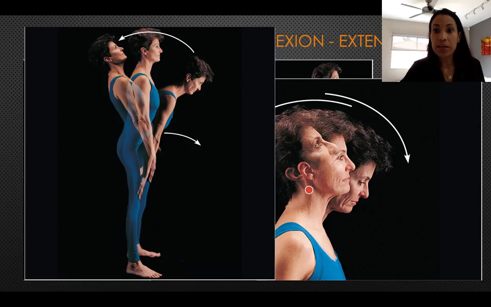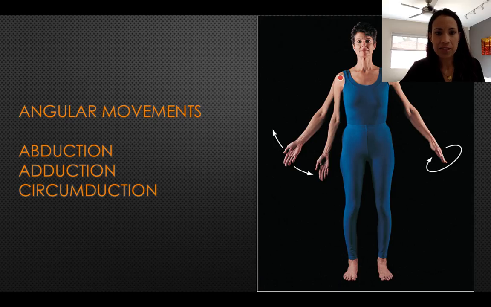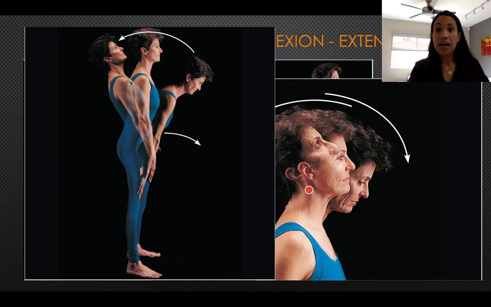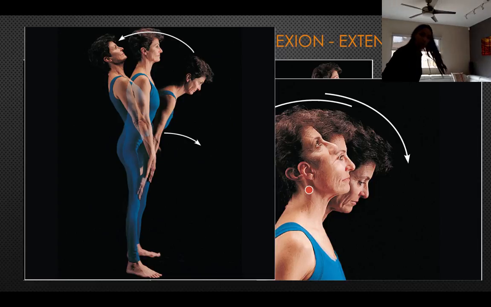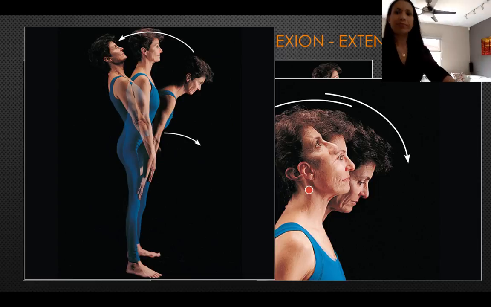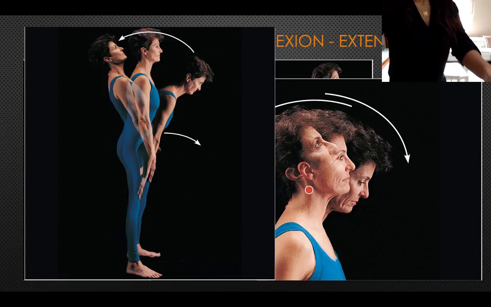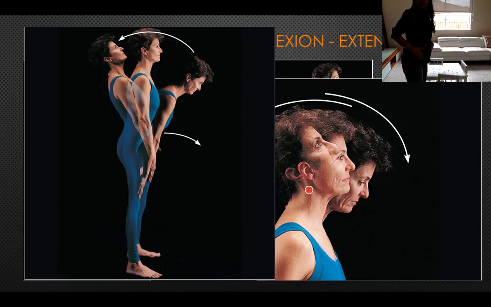What else can we flex? At the hip. We already saw that here, where you are flexing the trunk at the hip. Another way to describe this movement at the hip is, instead of bringing down your trunk, which is flexion, you can lift the thigh closer to your trunk.